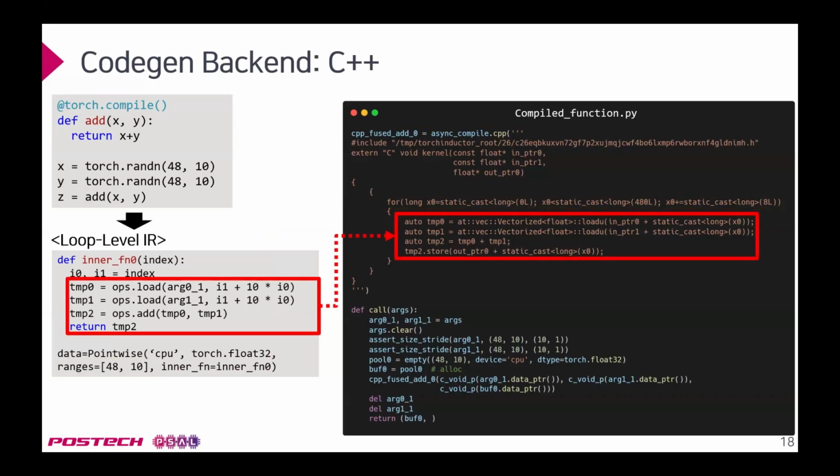If you look at the highlighted sections, you can see that the ops.load and ops.add from the loop level IR have been transformed into vectorized intrinsic functions, such as vectorized float loadu. Additionally, the high-level ops.add is mapped to a simple addition, and the return statement is converted into a store operation to write the results back to memory. And this shows how Torch Inductor automatically applies SIMD vectorization to the C++ code, allowing multiple data points to be processed in parallel.